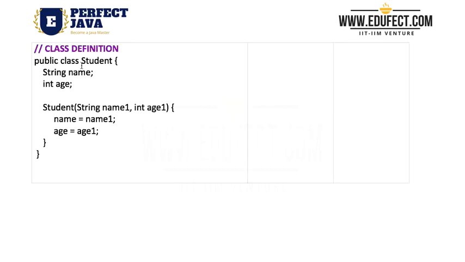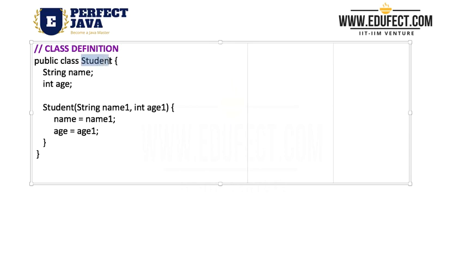So here we have the class student and we have defined a constructor. So how do we identify a constructor? The constructor has the same name as the class name. So here student is a constructor and this constructor is taking parameters. It is taking two parameters. The first parameter is type string and its name is name1, and the second parameter is of type int and its name is age1. So because this is a constructor which is taking parameters, it is referred to as a parameterized constructor.